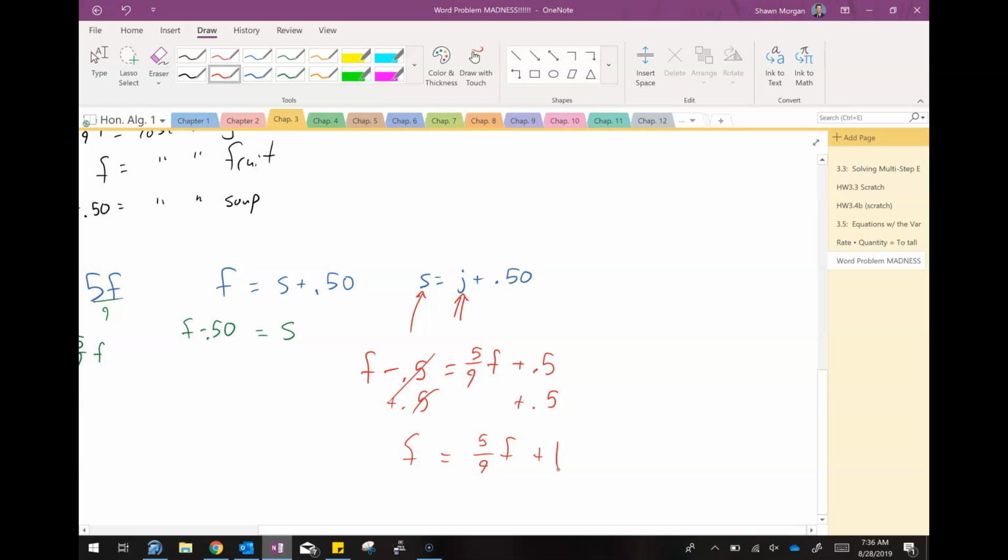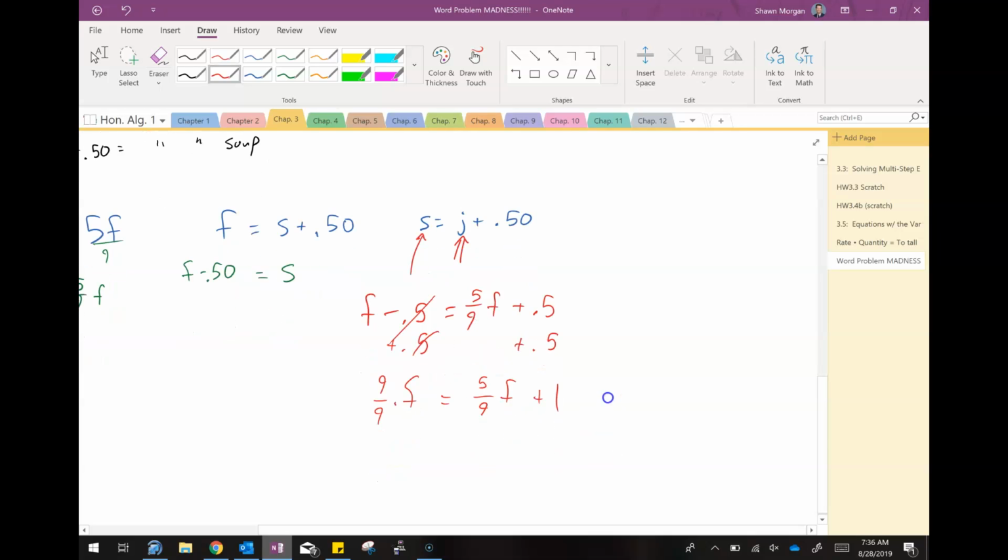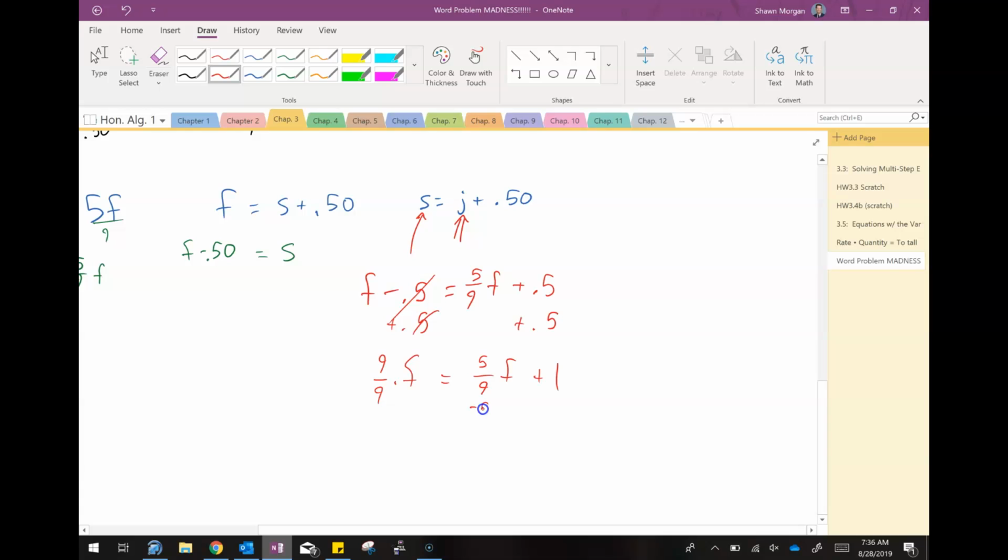And if I've got 5/9 F on the right and 9/9 F on the left, did you notice what I just did there? 9/9 is the same thing as 1. Okay. Why don't I subtract 5/9 F from both sides? 5/9 F minus 5/9 F. And we got 1 on the right. And how many ninths on the left? 4/9.